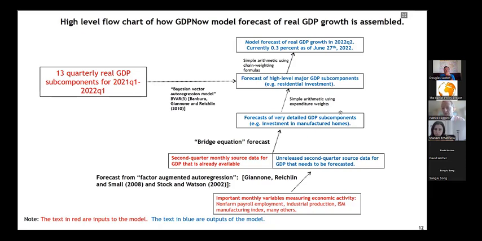Some of these they use just extrapolated trends. Some of them they use income from the employment report, essentially how many new workers there are and how much they are getting paid, and the change in the compensation of employees is related to what we'd expect for the subcomponent of GDP.